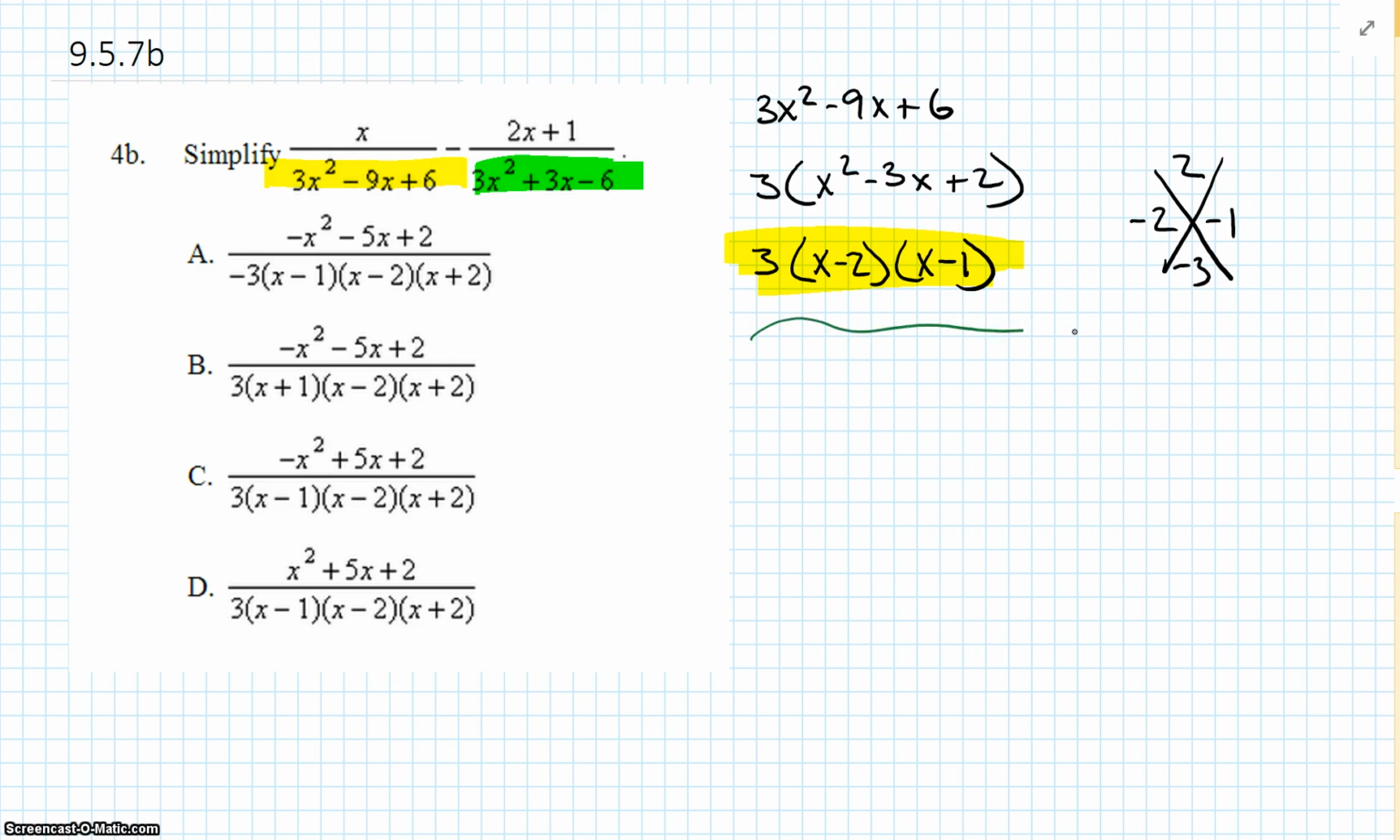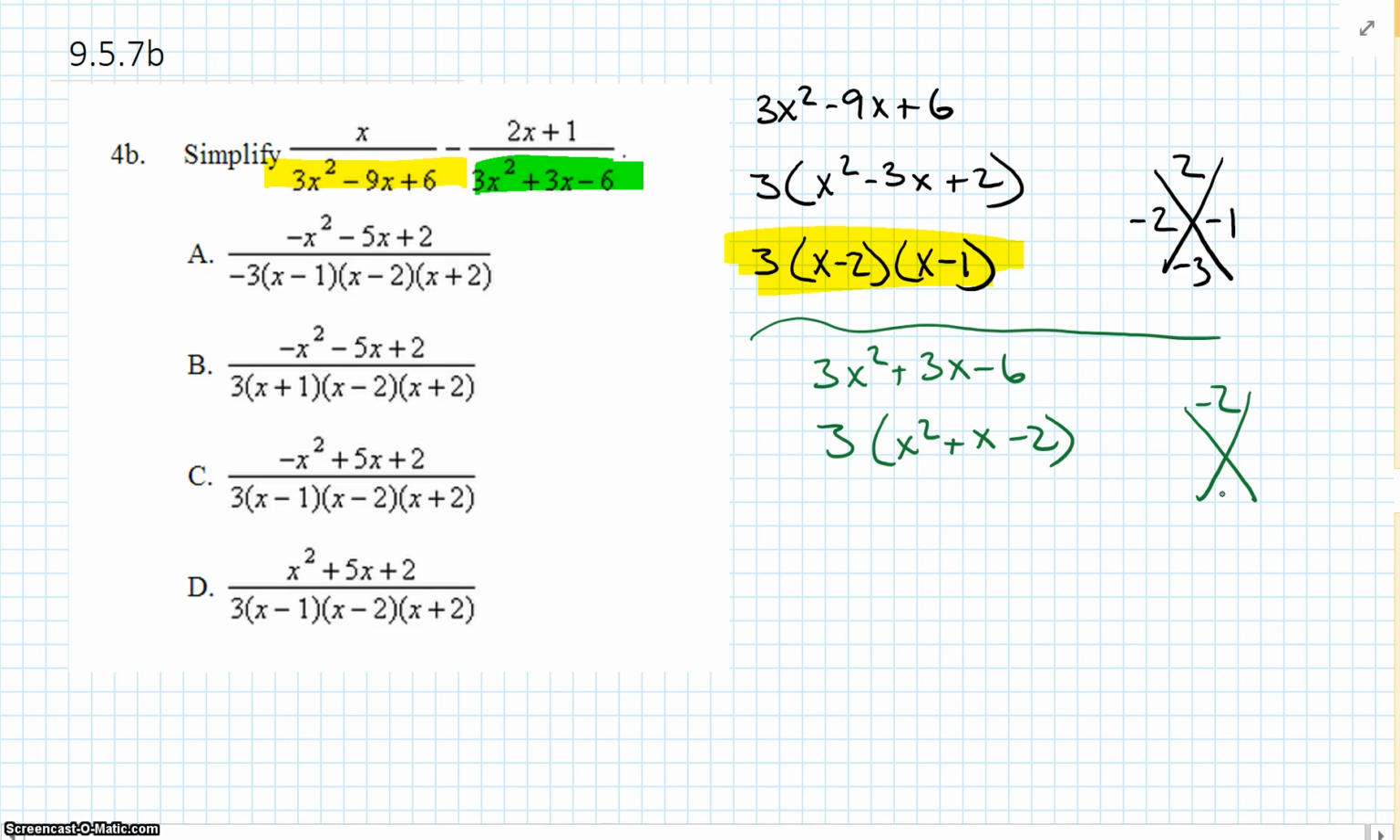Alright, that is 3x squared plus 3x minus 6. Factor out a 3, we get x squared plus x minus 2. So two numbers that give me a product of negative 2 and a sum of 1. That'd be 2 and negative 1. So that would be 3 times x minus 1, x plus 2. So let's look between those two sets.